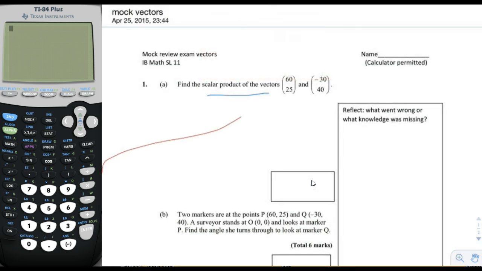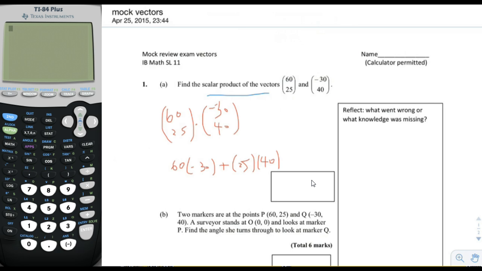You should be pretty used to doing this on the quizzes by now, but basically for the scalar product, what you do is put a dot between the two, and then you multiply the x terms together, so you get 60 times negative 30, and then you add it to the product of the other two terms, the y terms, 25 and 40. And so that'll give you negative 1800 plus 25 times 40.